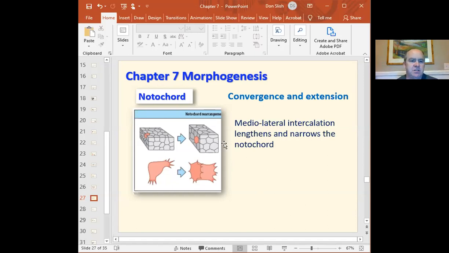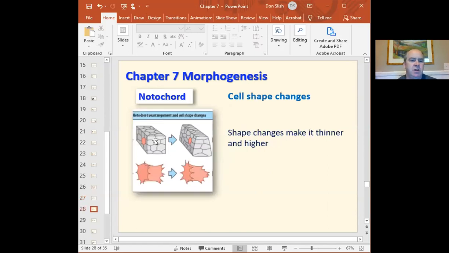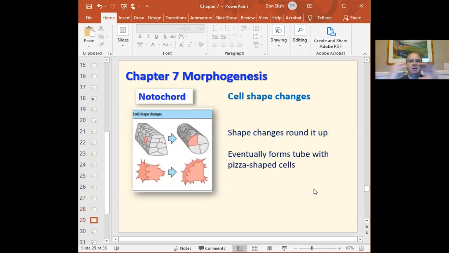And it's because the cells are changing shape. They're intercalating, coming across each other. And here's another shape change. They look like that. And then they keep intercalating and changing shape until you get a cord out of it. Pizza-shaped cells. Okay.